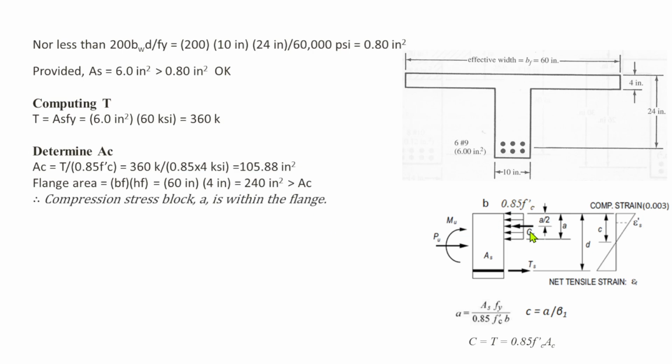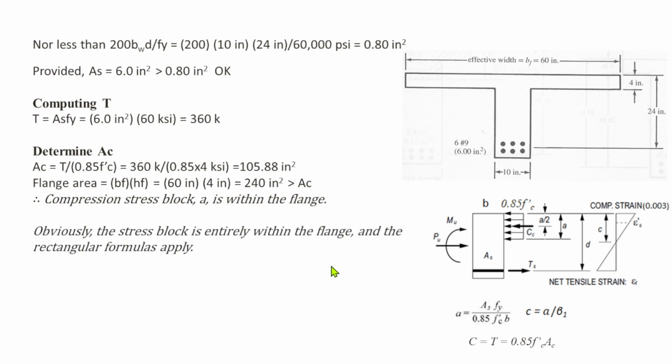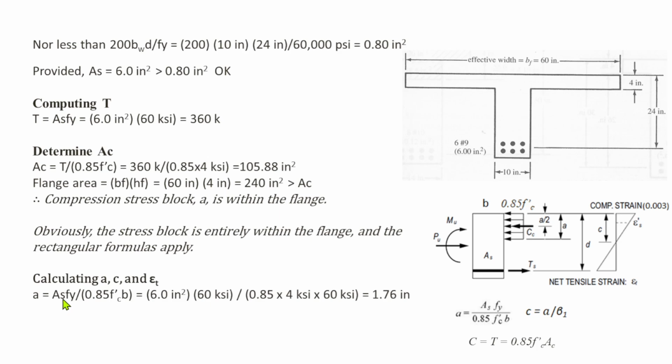Then the next one is the determination of the value of A, C, and the tensile strength of the steel here. So before we calculate the tensile strength, we need to determine first the value of C. So the value of A is simply as EC Fy all over 0.85 F sub C prime times B. So plug in all the parameters here, and we'll get the 1.76 inches, and that is our value of A, which means it's somewhere here, less than half of the thickness of the flange.